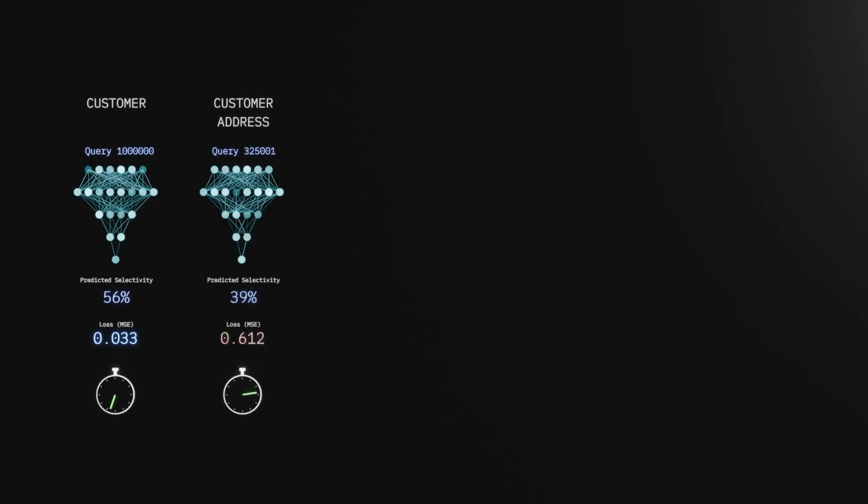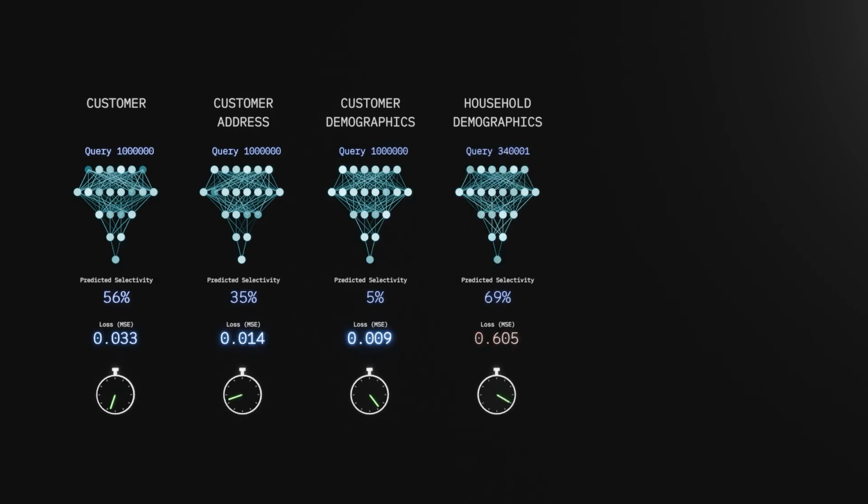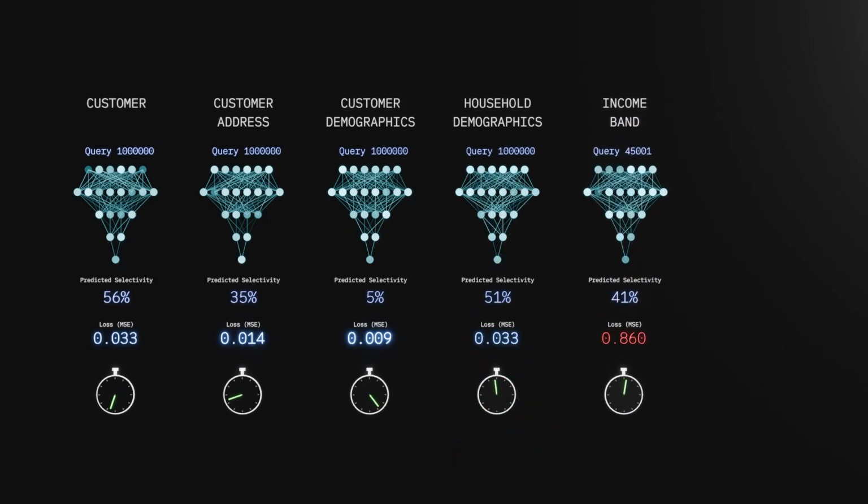When given a set of intelligently crafted predicates, the network must learn to predict the selectivity of those predicates. As the network observes more and more predicates, it learns to minimize the difference between its predicted selectivity and the true selectivity, also called the loss.